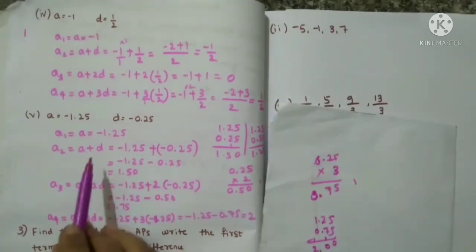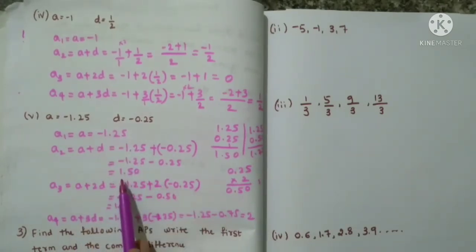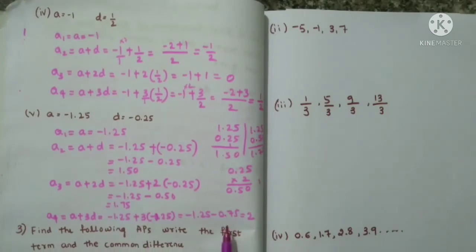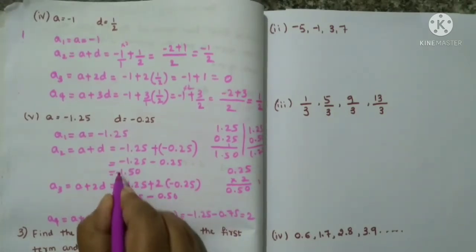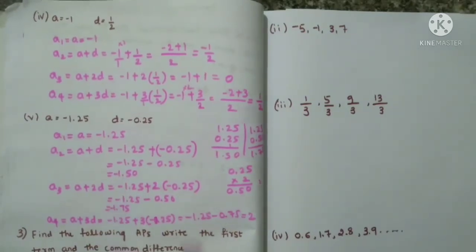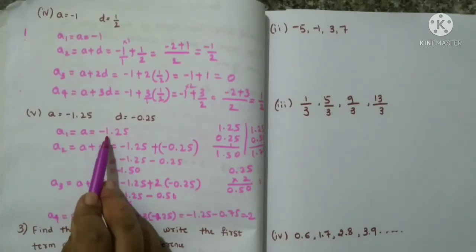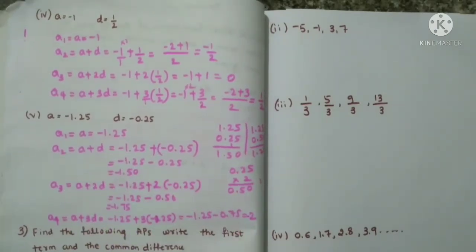Just observe here, the first term of the AP is minus 1.25, the second term is 1.5, the third term is 1.75, the fourth term is 2. One more thing I forgot here, everywhere you should put the minus sign, because both are having minus, so we'll get the answer in minus. So remember: minus 1.25, minus 1.5, minus 1.75, minus 2. These are the four terms of the AP.